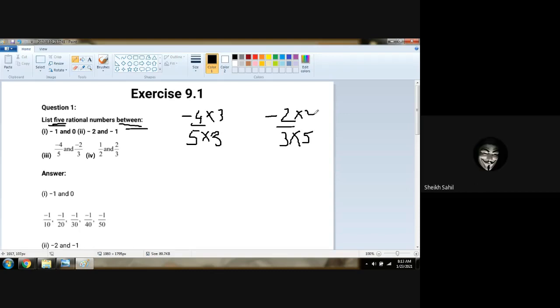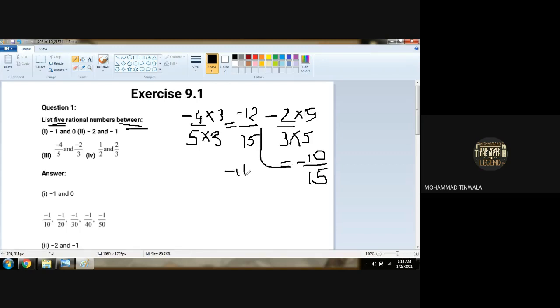Sir, why did you take 5 along with it? Because our LCM is to make 15. What was our LCM? To make 12 and here 15. Do you remember now what came? Minus 10 upon 15. So what comes between minus 10 and minus 12? Minus 11 upon 15. So we are getting only one number right here.